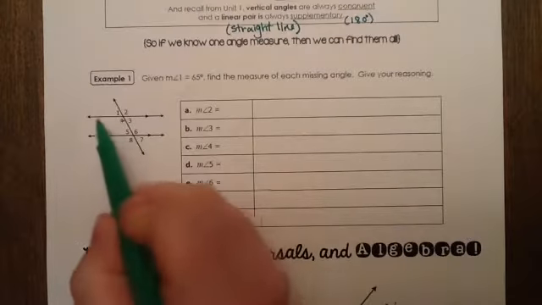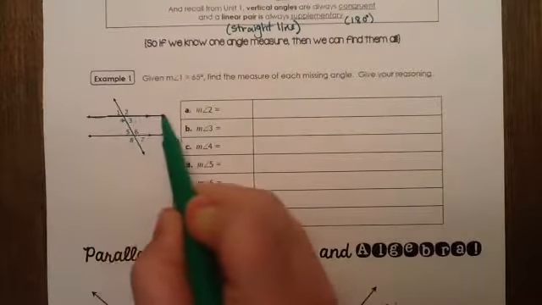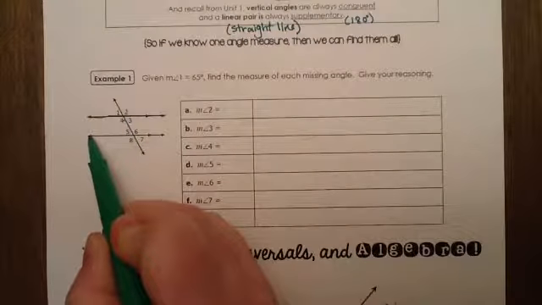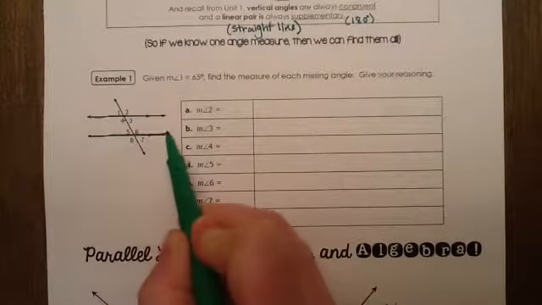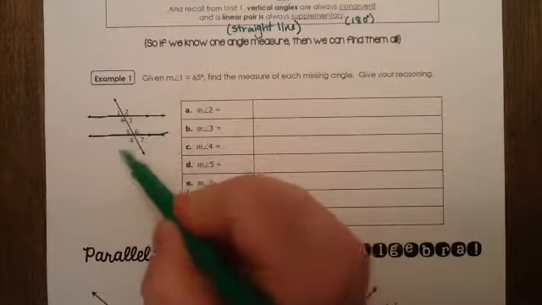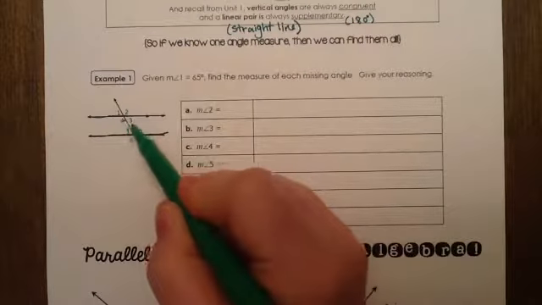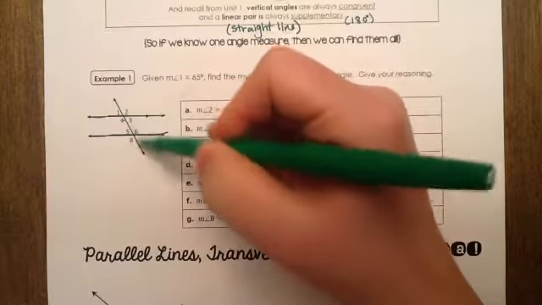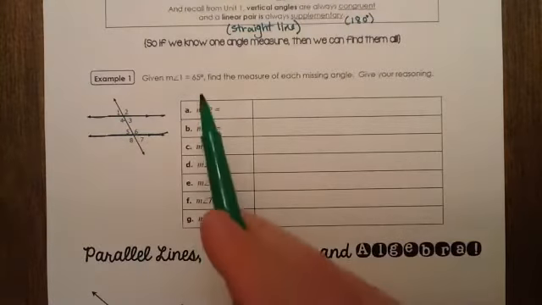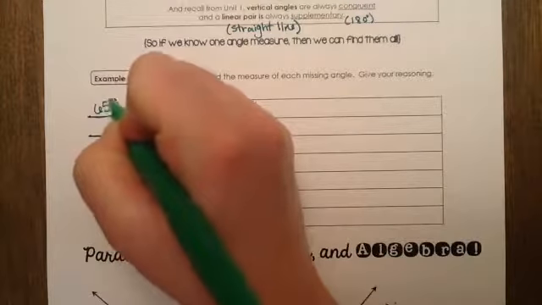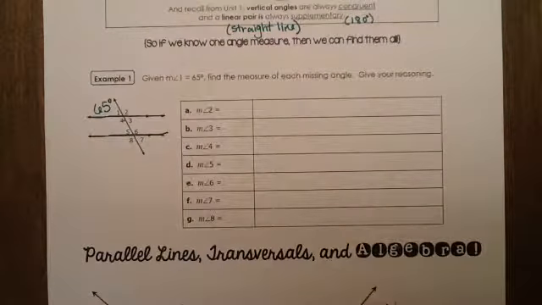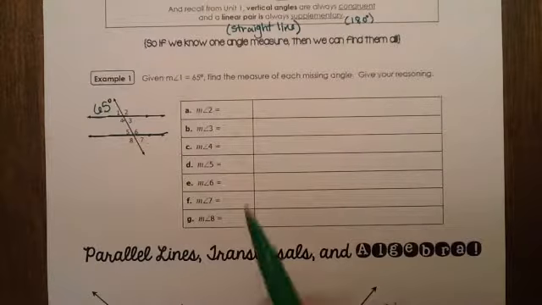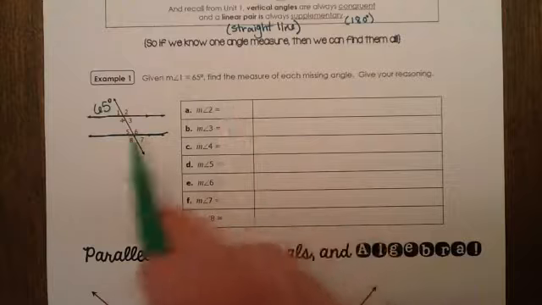So I have two parallel lines. Here are my parallel lines, here's my second one. So these ones are exterior, on the inside, interior. And this is my transversal cutting them. So angle 1 is 65 degrees. We can now figure out all of those because we know 65. So our first question asks us, what is angle 2?